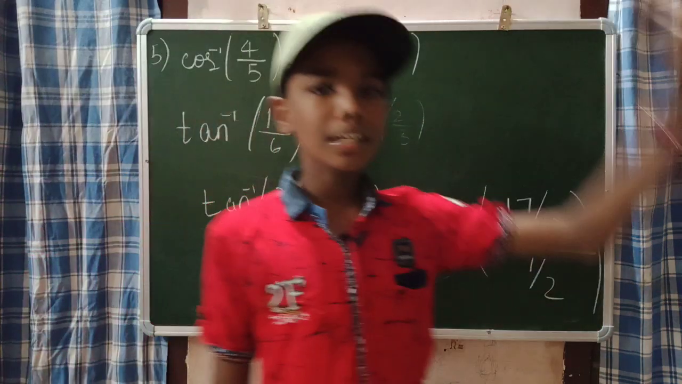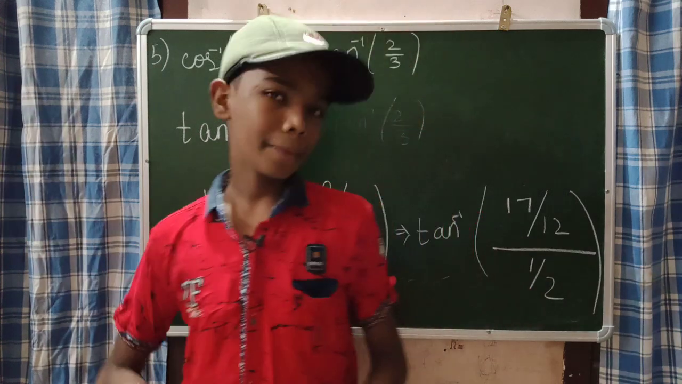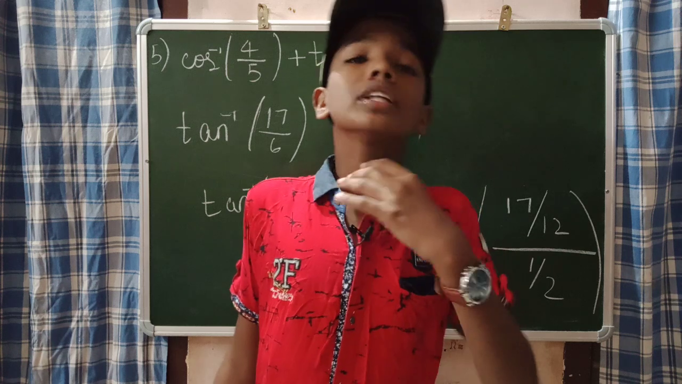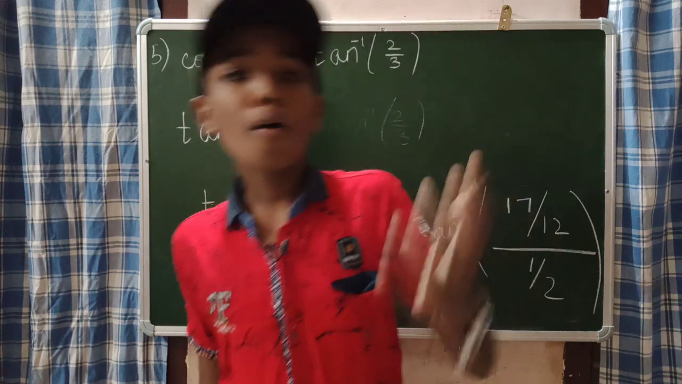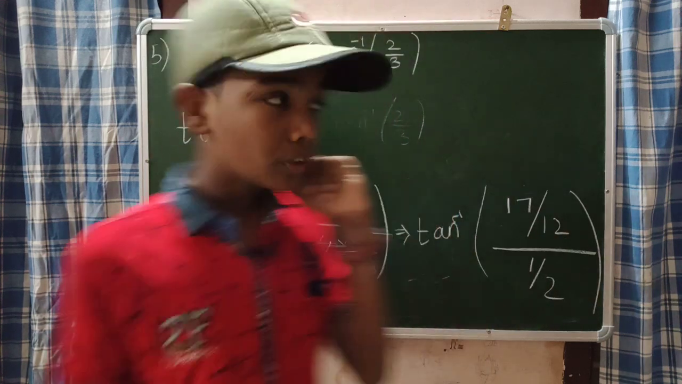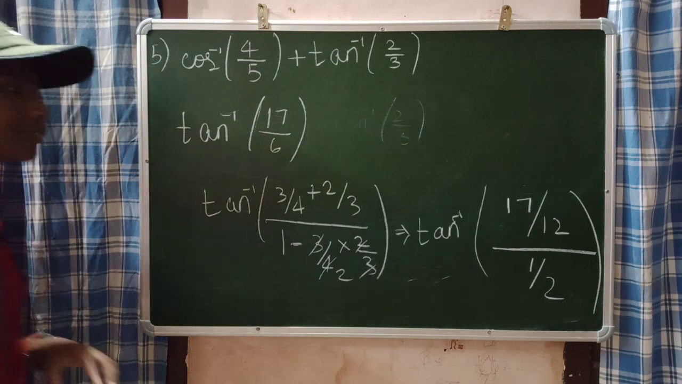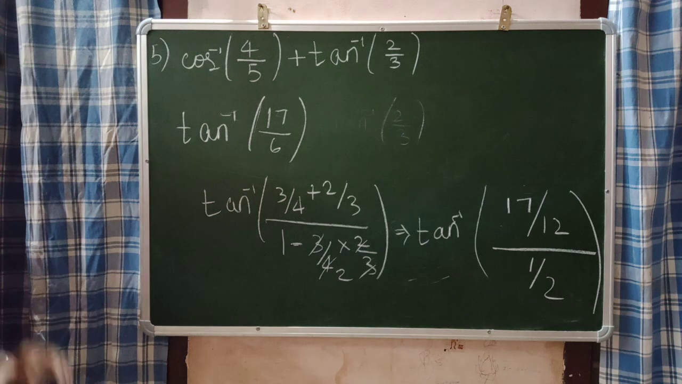Tan inverse of A plus tan inverse of B is tan inverse of A plus B divided by 1 minus AB. That's the formula I used. That is also the important part, and it is also important in your CBSE. So that's all about this question. The answer is tan inverse of 17 by 6.